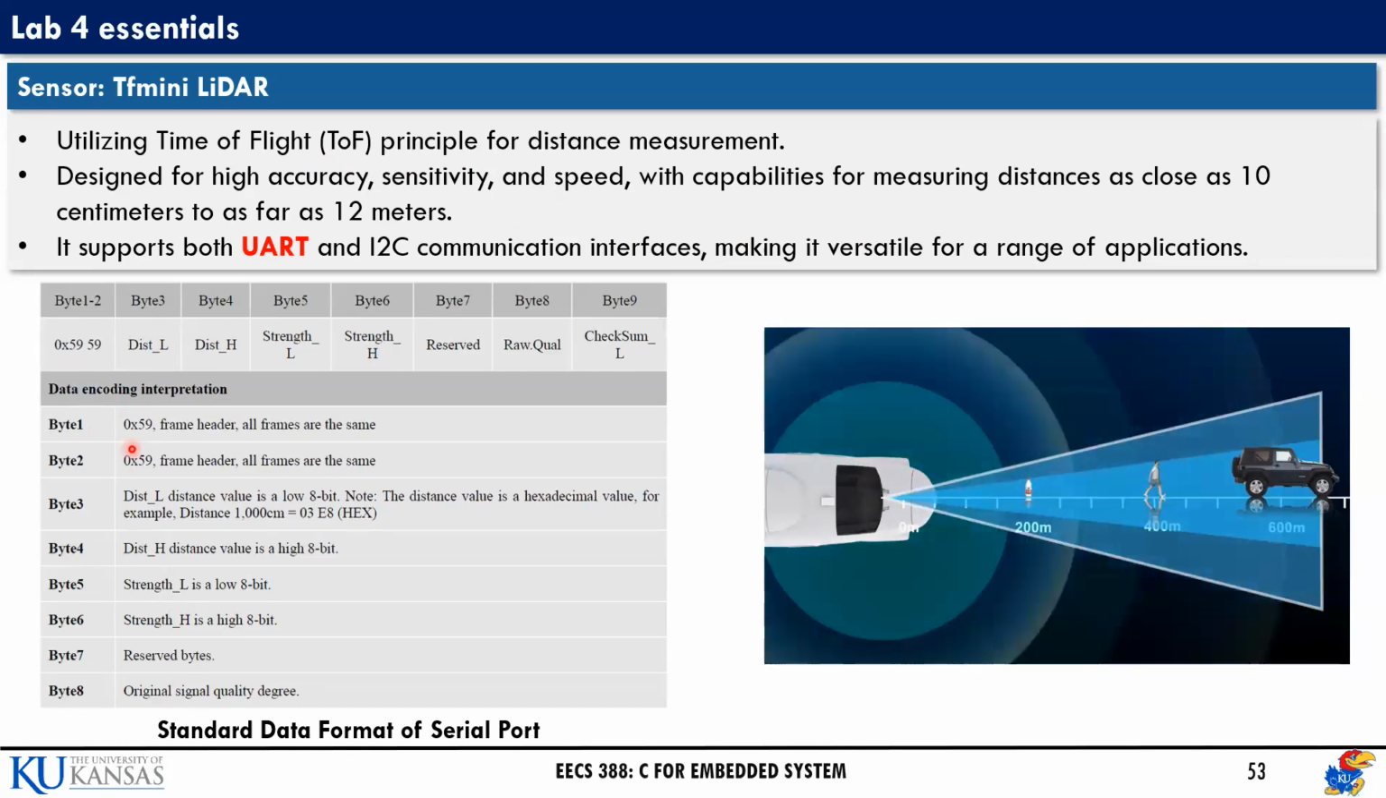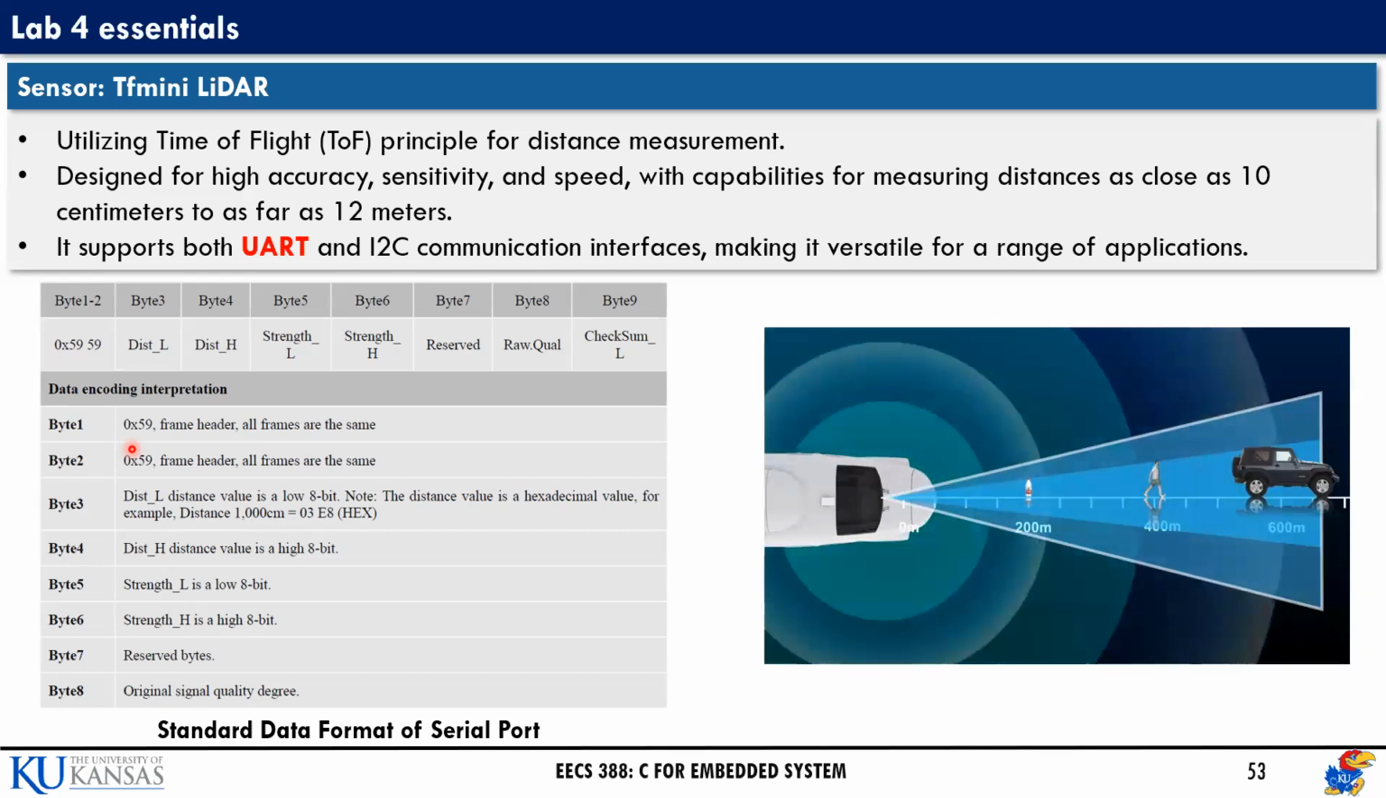Now, why is it passing the distance as 2 bytes? As I already told you, it is following a standard protocol of serial port, so it can only send 8 bits of data each time. But what if we only use, for example, byte 3, that is the distance underscore L? This field is basically used to represent the distance we are measuring.